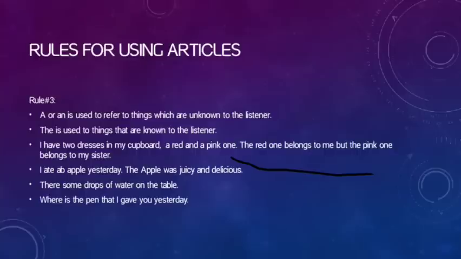But in the next example, we are saying there are some drops of water on the table. Now, why did we use the here? Of course, the question might be coming to your mind: we introduced table for the first time. The answer is that, imagine this is a conversation going on with someone. You say there are some drops of water on the table, because you are talking about something about which you are already giving information. Because you already gave information about the table, it has become known to the listener. That's why we are using the in that sentence. The next example is, where is the pen that I gave you yesterday? Here you have already given a description, because of which again we are using the.